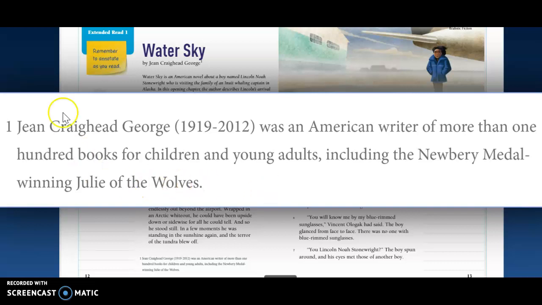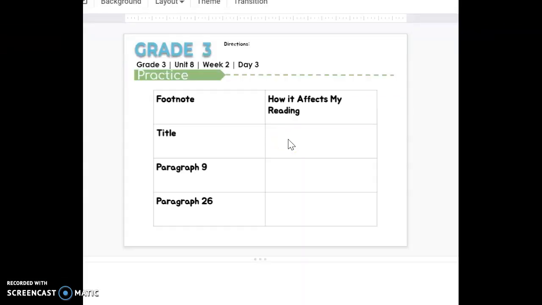Well, first of all, it tells us that this author, Jean Craighead George, was really popular because she wrote more than 100 books for children and young adults. It also tells me that she was really successful because she got a medal for one of her books. So, what you're going to use today is this chart to keep track of the footnotes that you find and how it affects my reading.